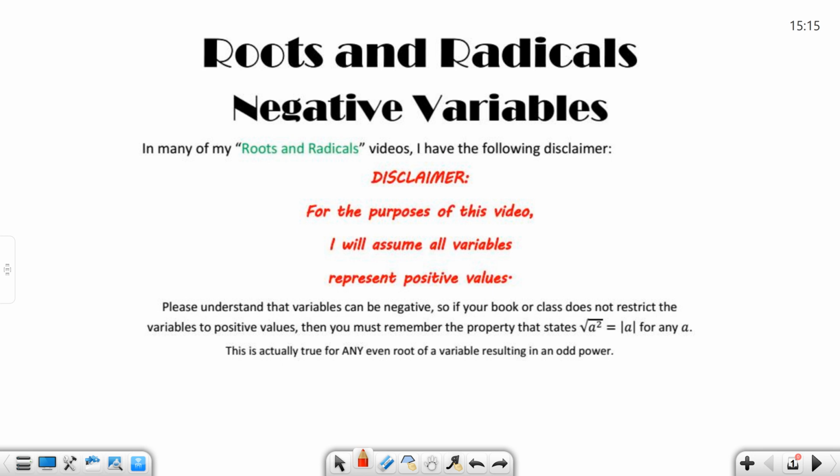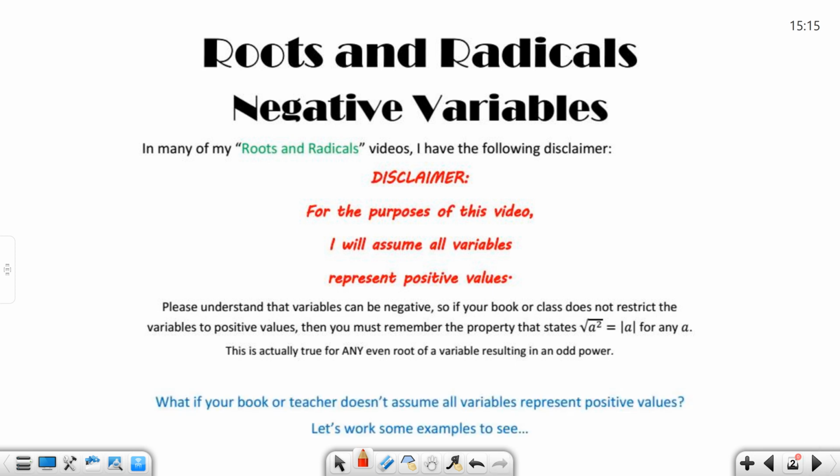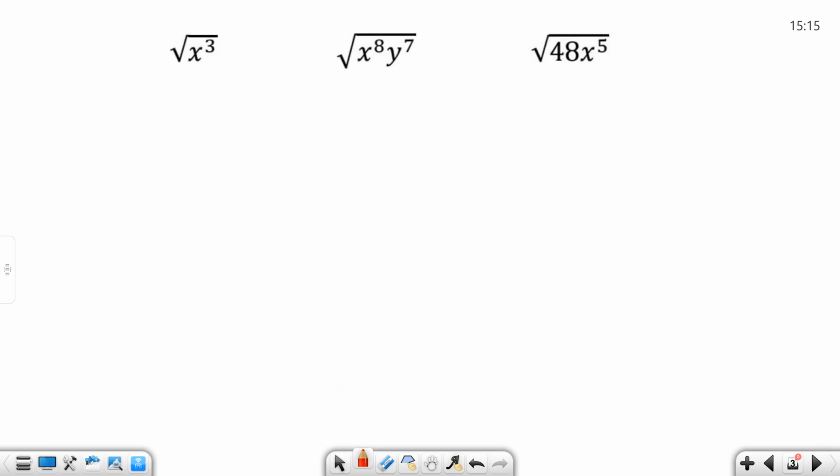This is actually true for any even root of a variable resulting in an odd power. All right? So what if your book or teacher doesn't assume all variables represent positive values? So let's work just a couple of examples to see. Now, let me say this about this video as well. This doesn't get really deep into this, but I just want to show you a few examples of it.